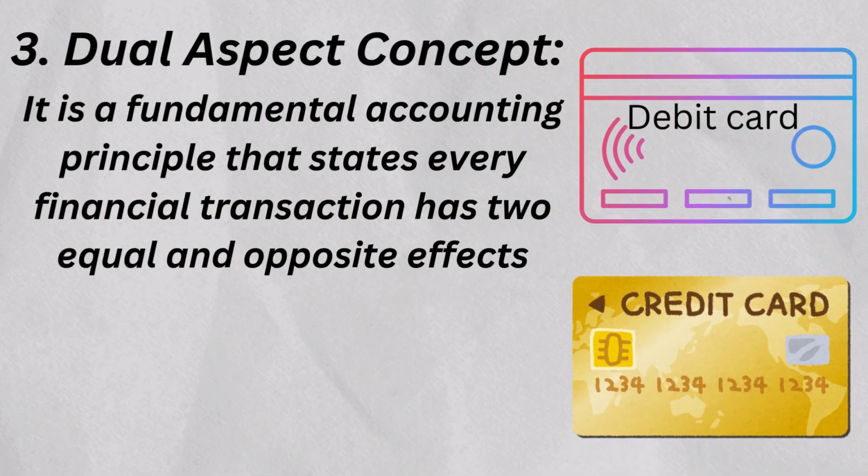Third concept, we have the dual aspect concept. It is a fundamental accounting principle that states every financial transaction has two equal and opposite effects. For example, I am speaking, then what are you people doing? You're listening, right? In the same way, according to this concept, there are two things. One is debit, another is credit.